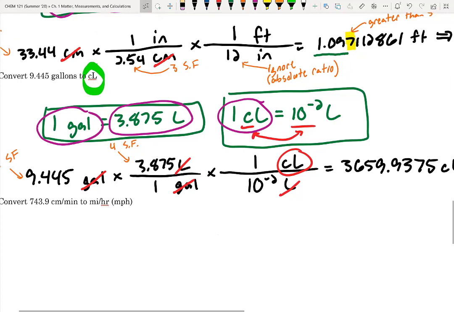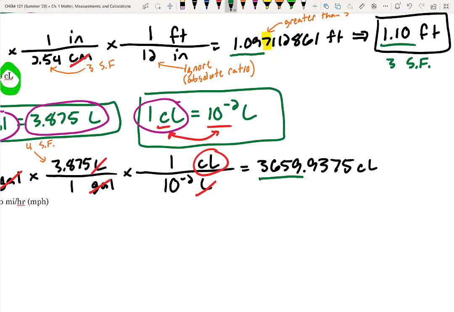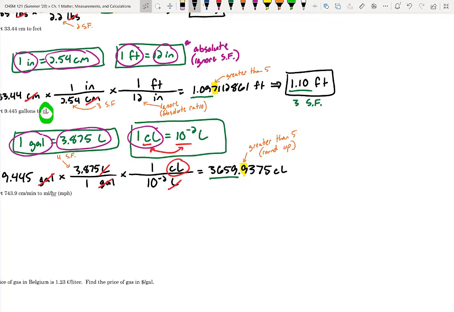So let's go ahead and look at this. And I like to underline my sig figs, so I've got 4 sig figs here. But then this one to the right of it is greater than a 5, right? So greater than a 5, which means we round up. So just like above, I'm gonna go ahead and round that 9 up. So we'll end up with 3660. And I'm gonna leave my decimal there and we'll get centiliters.